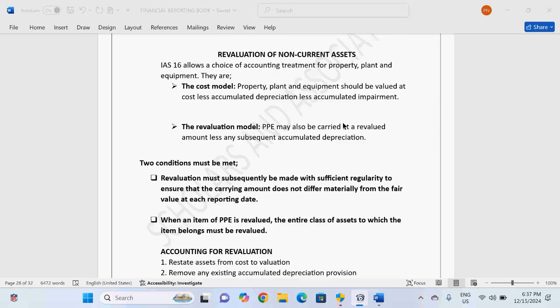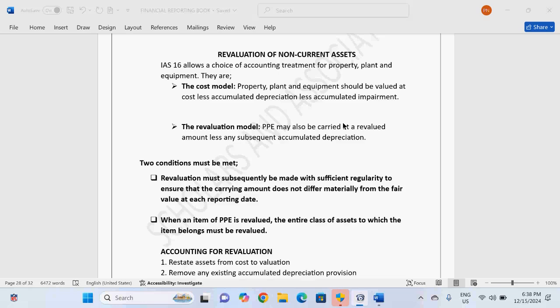IAS allows a choice of accounting treatment for property, plant, and equipment. So there are two models under the revaluation of non-current assets. We have two revaluation methods: the cost model and then the revaluation model.